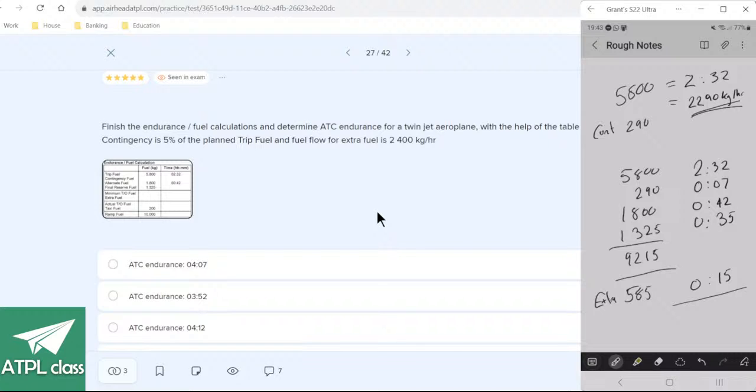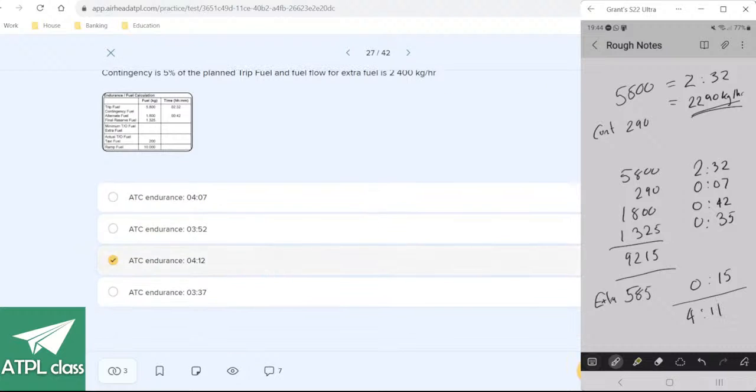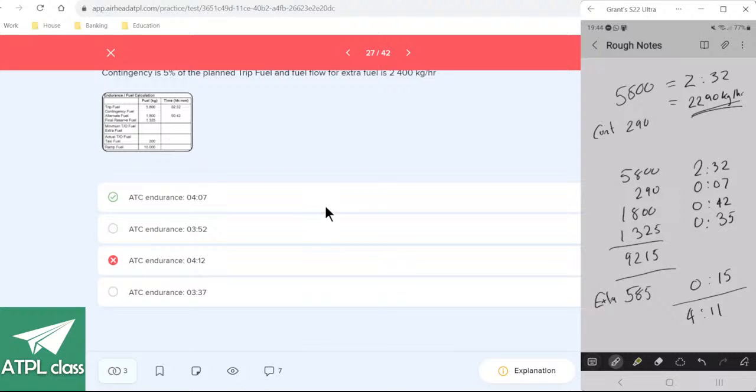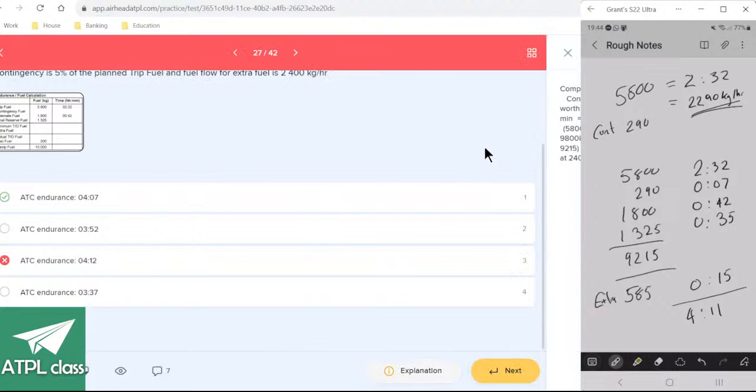So we need to add all these up. 2 hours 32 minutes plus 0 hours 7 minutes plus 0 hours 42 minutes plus 0 hours 35 minutes plus 0 hours 15 minutes. I'm getting 4 hours and 11. 4 hours 12. Oh, 4 hours 7. Oh, it was so close. What's happened?